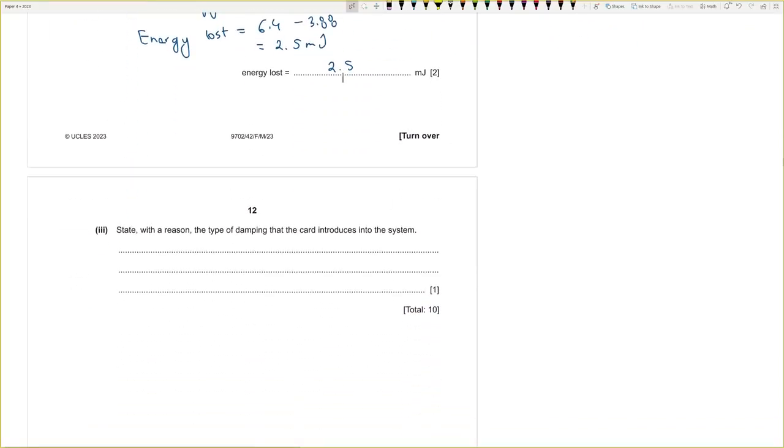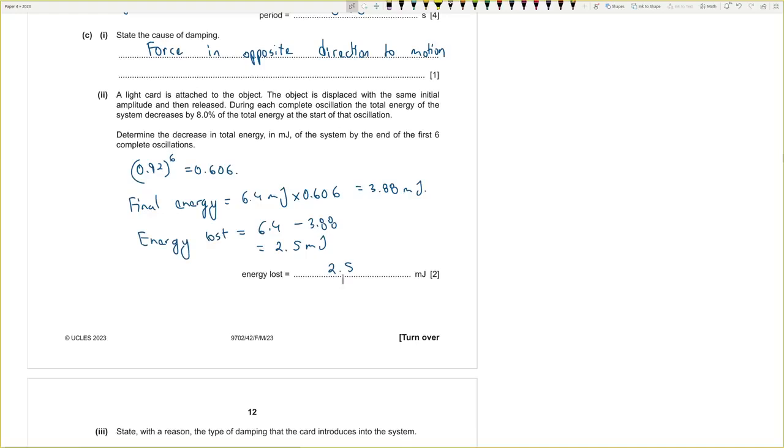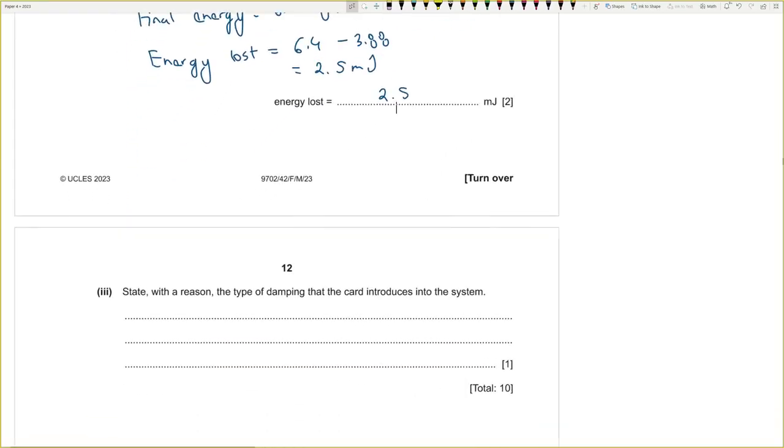State with the reason the type of damping. So honestly, 8% is very small, right? So every time we're losing a bit of energy, and it's not increasing every time. It's gradually decreasing. As a result, we're going to say that it's light damping. It is light damping because the amplitude of oscillations gradually decreases.